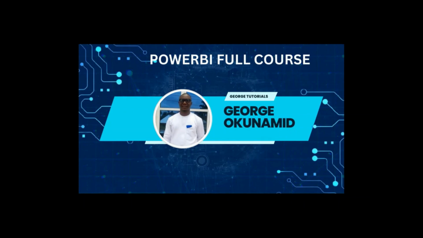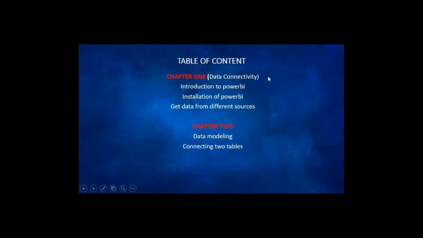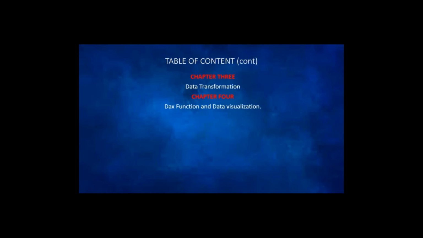Alright, so in this course, we are going to look at 4 chapters. So chapter 1, let's go to our course outline. In this table of content, chapter 1, we are going to look at data connectivity. So in this chapter, we will look at introduction to Power BI, installation of Power BI, and get data from different sources. In chapter 2, we are going to look at data modeling, how to connect 2 tables together. Now in chapter 3, we are going to look at data transformation, and in chapter 4, we are going to look at DAX function and data visualization, which is the core for this video.